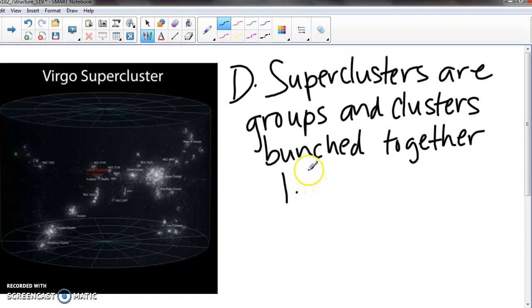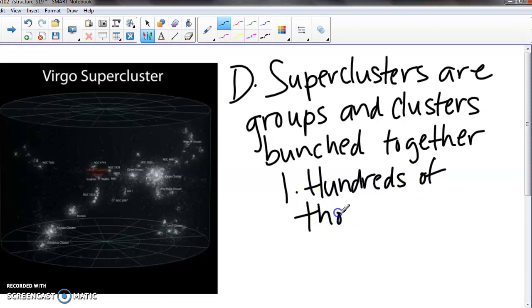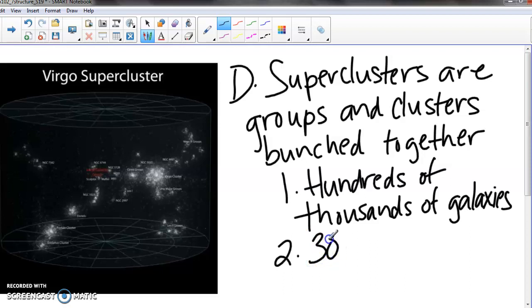They are hundreds of thousands of galaxies. Remember, the local group was less than 100. Clusters, we said, had thousands. Now, superclusters, hundreds of thousands of galaxies, spanning a much larger size of about 30 megaparsecs. So a group was 2, a cluster was 3 to 5, and now we have a factor of 10 bigger, 30 megaparsecs. This is a picture of a supercluster that we are part of.